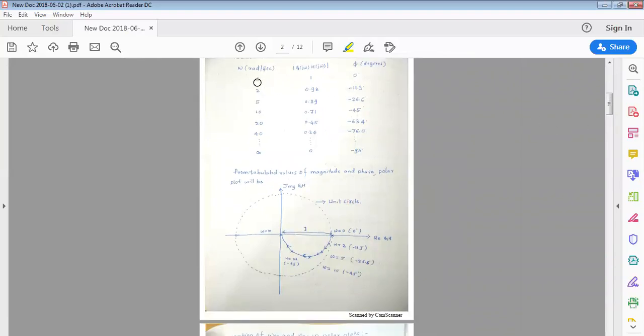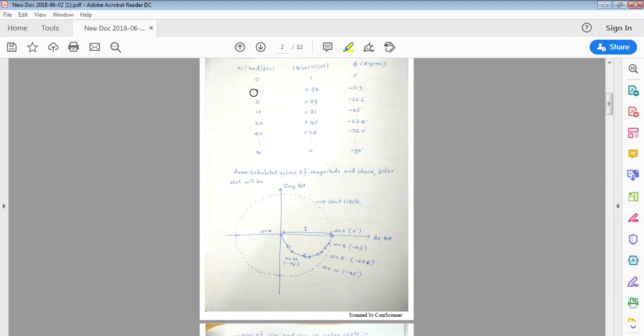So when omega is 0, what is the magnitude? 1. I'll take this as magnitude 1 with a unit circle. You can observe here, this is the real part, and this is the imaginary part, right? So its magnitude is 1, on the unit circle, when omega is 0. What is the angle here? 0 degree. This is the 0 degree line.